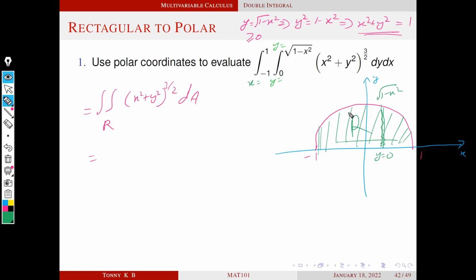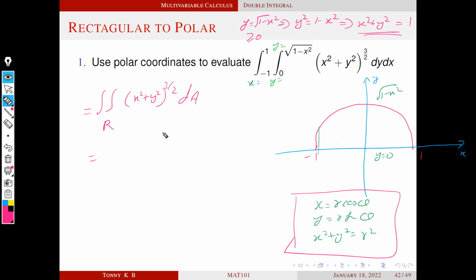Next we have to convert everything in terms of polar coordinates. In polar coordinates, we know that x is equal to r cos theta and y is equal to r sin theta. So what about x square plus y square? X square plus y square is r square. So in polar coordinates this integrand becomes r square raised to 3 by 2. And what is dA in polar coordinates? Yes, it is r dr d theta.